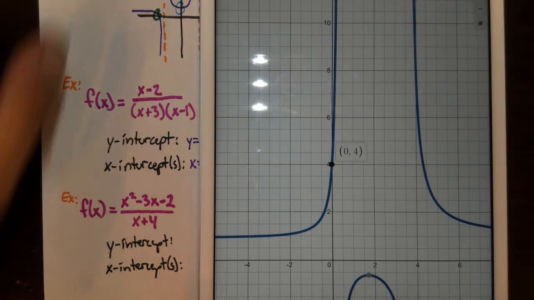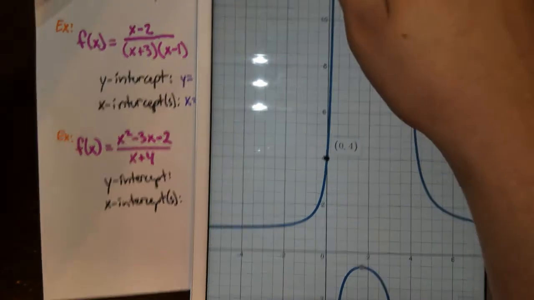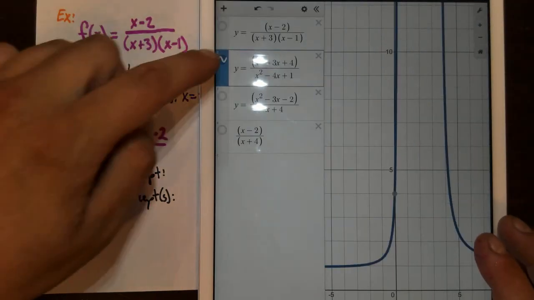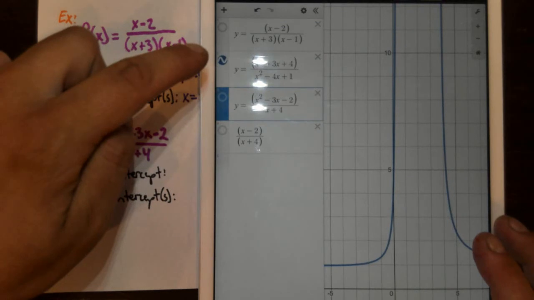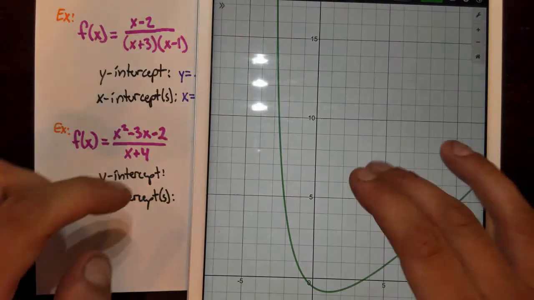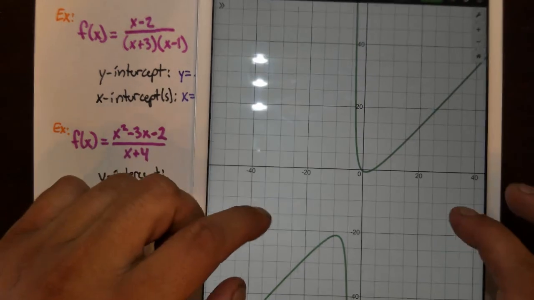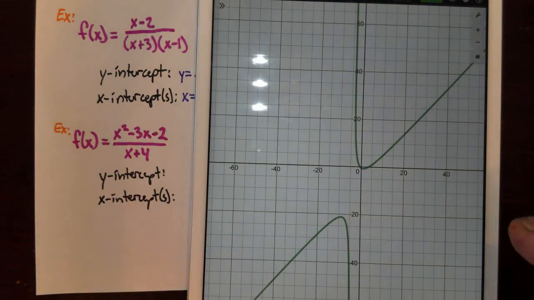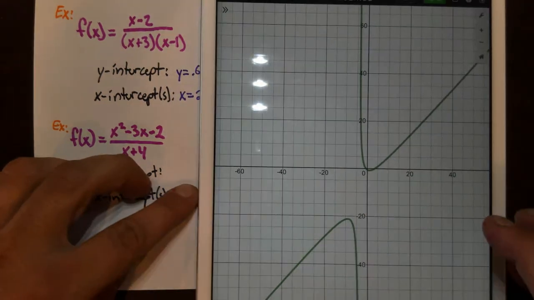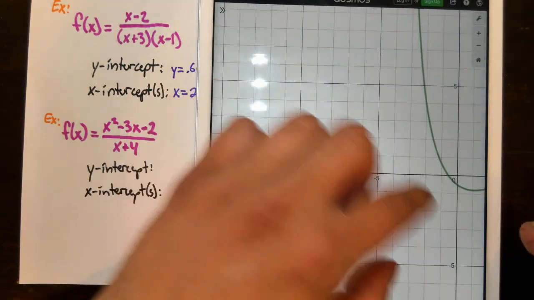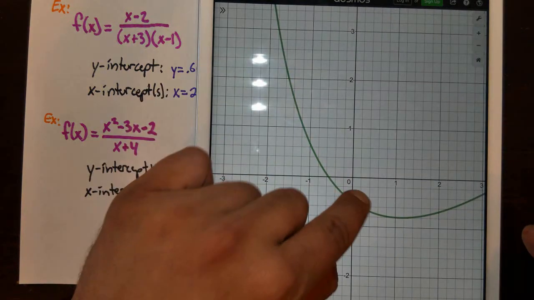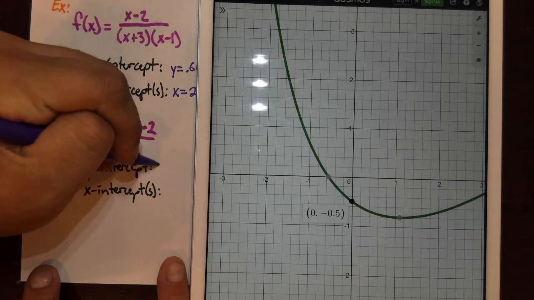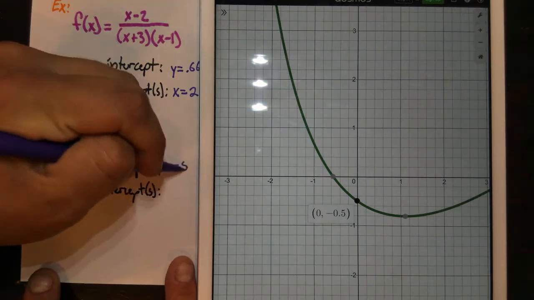Let's go on to the next one. Now we're looking at this one on the bottom here: (x squared minus 3x minus 2) divided by (x plus 4). When we zoom out, it looks like one of these with the oblique asymptote, right? This is the one where the asymptote goes diagonally. Let's start with our y-intercept. It looks like our y-intercept is right here. That's going to be negative 0.5. So y equals negative 0.5.